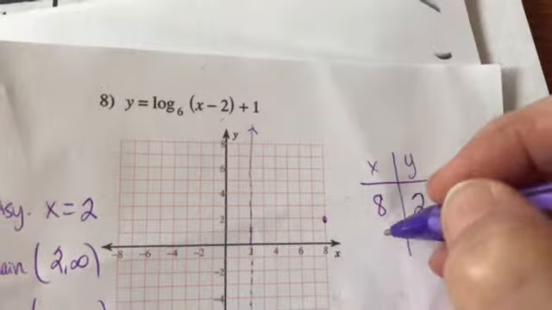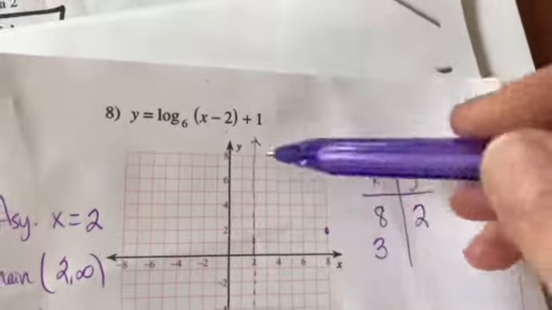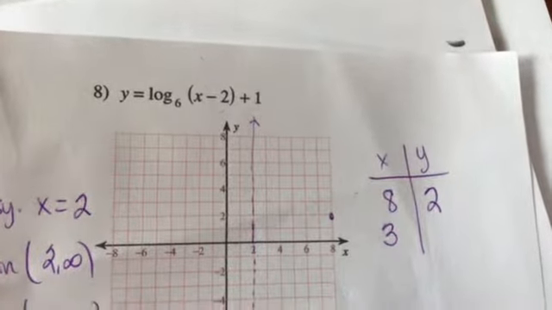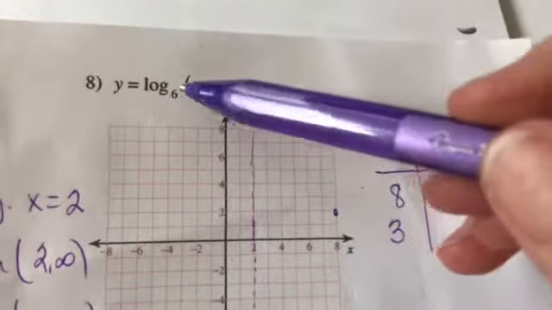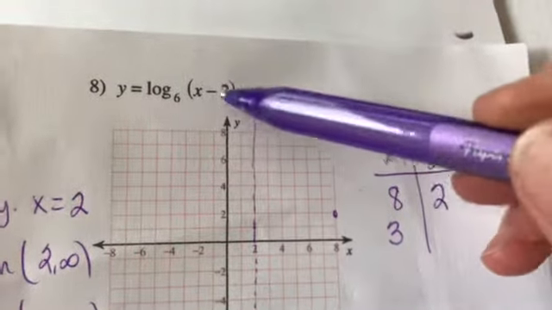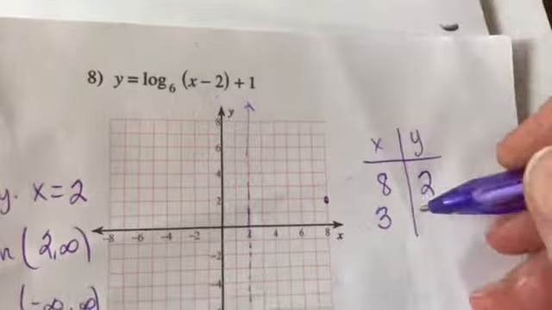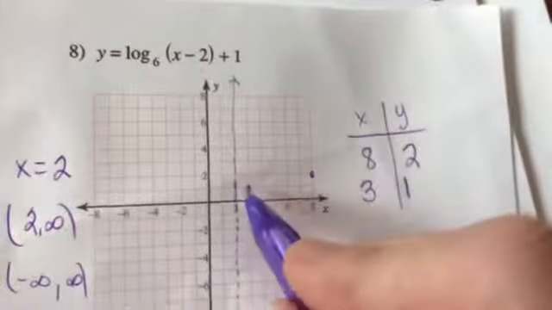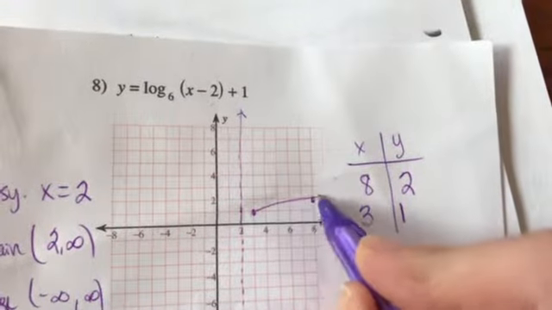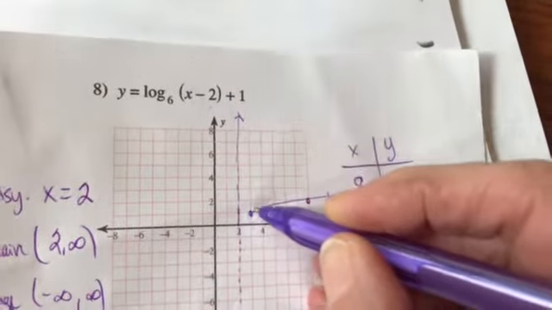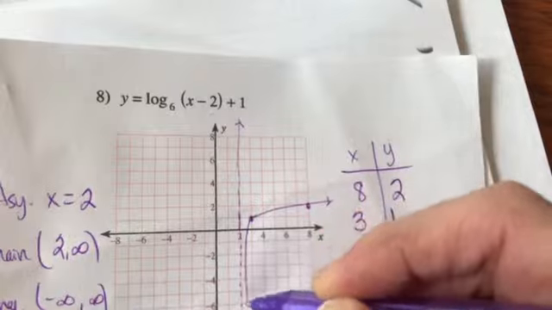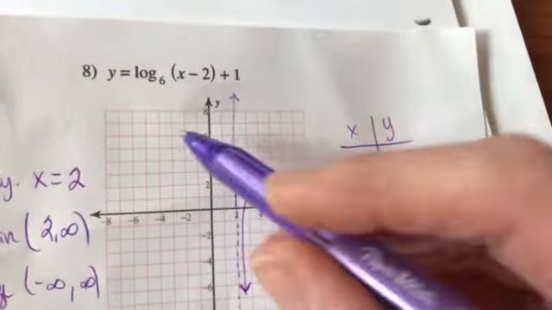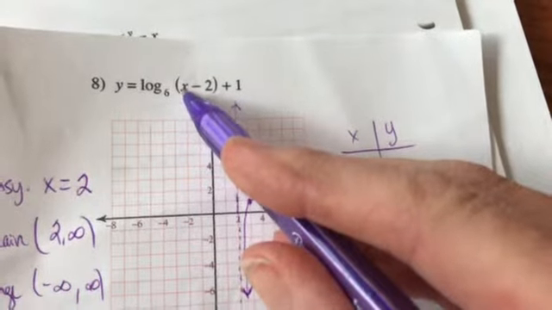Another one of my favorite points might be 3, because 3 minus 2 is 1, and hopefully you know that the log of 1 is always 0. Nobody cares about your base. So this would be 0 plus 1 is 1. So I have the point 3, 1. I can already see it's not a straight line, it's a curve going up. And I know enough about the logarithmic function to know it's going to come down here and hug my asymptote. If I wanted to plug in something, I'd plug in something really, really, really close to 2.